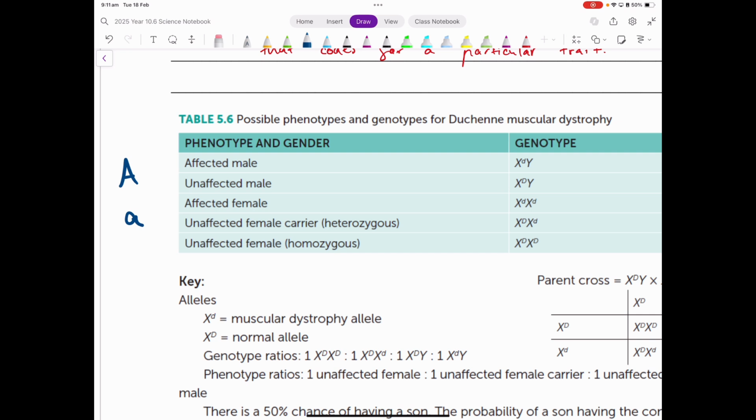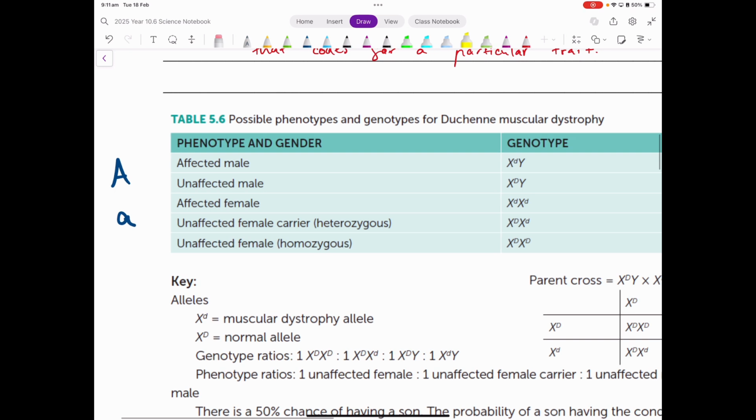So I'm going to use my highlighter here just to point out an affected male can be one thing, because Duchenne muscular dystrophy only affects the X chromosome. Notice how it doesn't jump onto the Y chromosome at all. So when we're looking at Duchenne muscular dystrophy, it must be what kind of trait if we've got a little d there and that's affected? Great, so we know that it is a recessive trait.